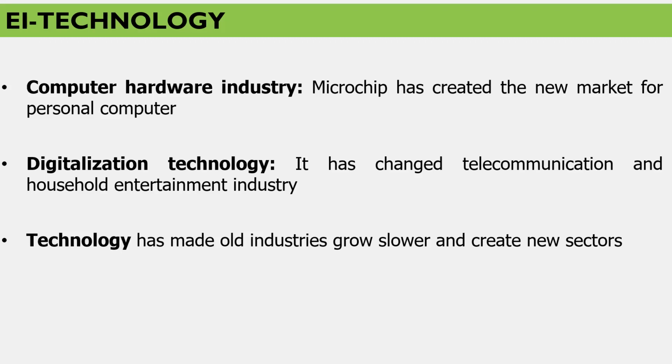Digitalization in technology has changed the telecommunication and household entertainment industry. Now we watch films more at home via YouTube, Netflix, and do not go to the cinemas, or we watch less TV. Technology has made some industries grow slower and created new sectors. In the phone market, Apple and Samsung have taken market share from Nokia with the smartphone sector.